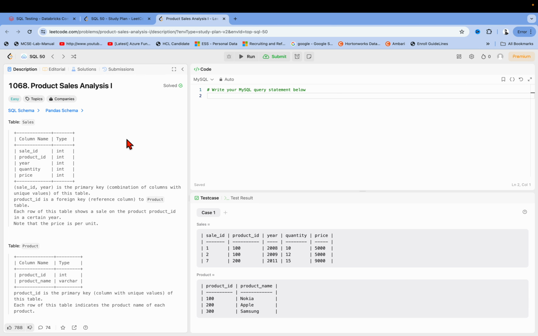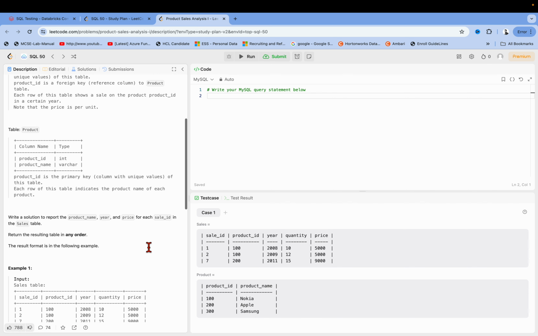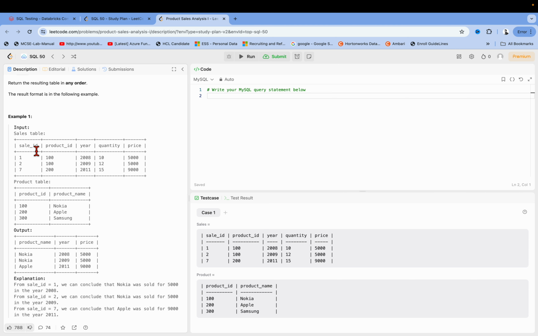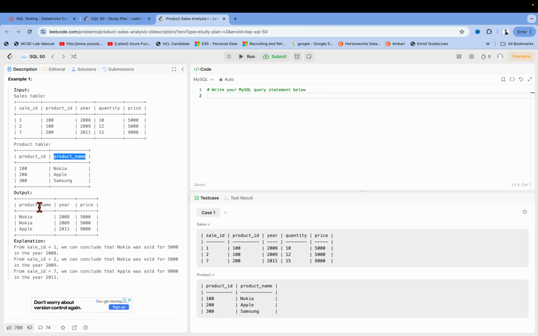Hello friends, this is the LeetCode problem, Product Sales Analysis. So we have two tables, one is the Product table and another is the Sales table. The Sales table has sales ID, product ID, year, quantity and price. And the Product table has product ID and product name. So the output should be like this: product name, year and price.